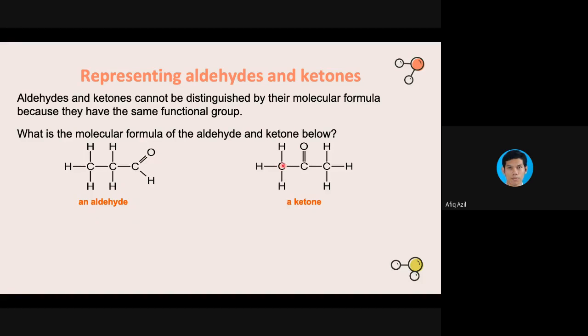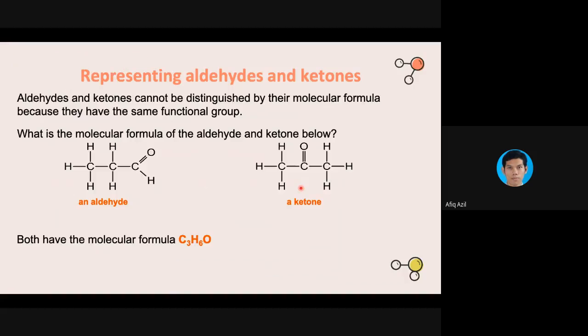While for this ketone, 1, 2, 3, also 3 carbon. How many hydrogen? 1, 2, 3, 4, 5, 6. So C3H6O as well. So both of these have the same chemical formula. If you just write it as a chemical formula, it is hard to differentiate whether it is an aldehyde or a ketone.